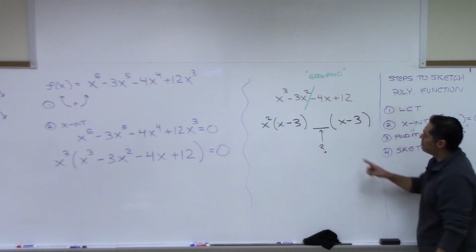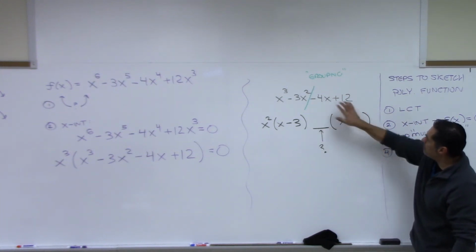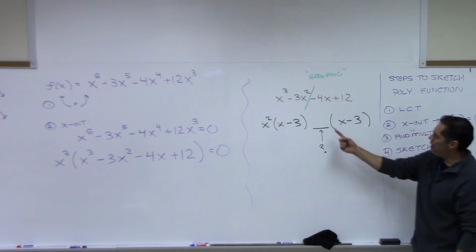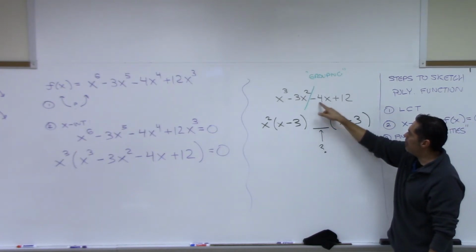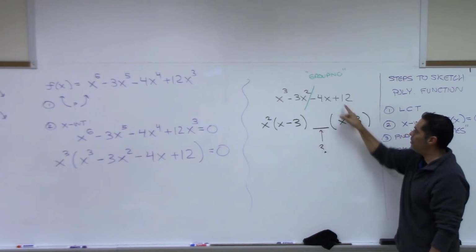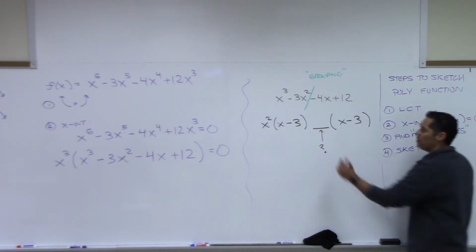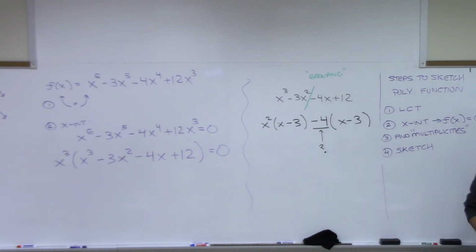Here, I ask myself, what number would I have to put here to multiply through and get back this? Can you all see it? What number do I have to put here that if I multiply here to here, I get negative 4x, and when I go here to here, I get positive 12? Negative 4. Does that make sense?